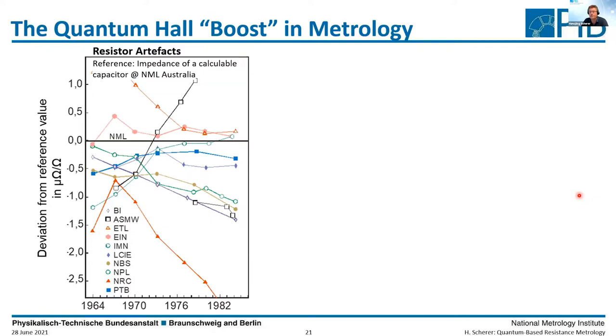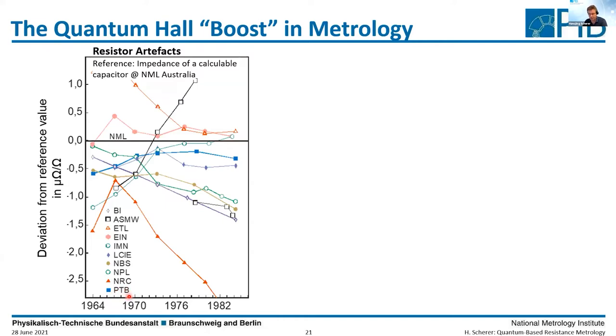of resistor artifacts that were used before the discovery of the quantum Hall effect. So at that time, precision resistors were used at the individual national metrology labs. Typically, these resistors were wire-wound resistors, as they are still sometimes used for secondary standards nowadays. You see the symbols here, the different colors indicate the comparison results from different national metrology institutes.